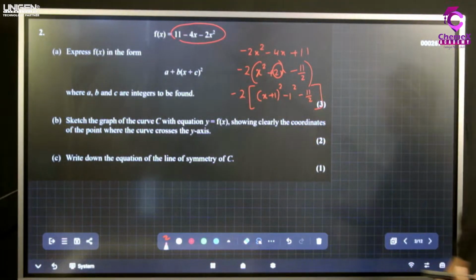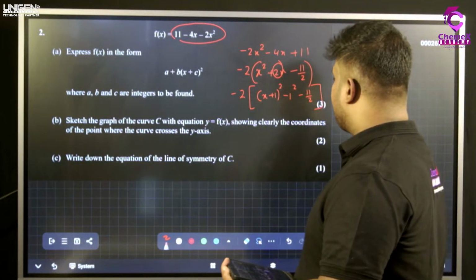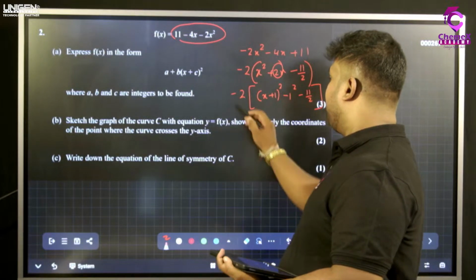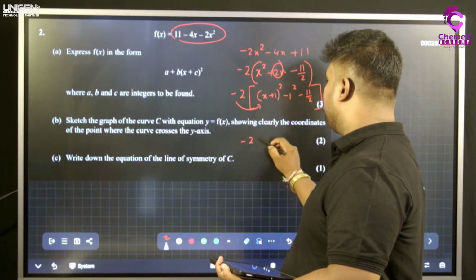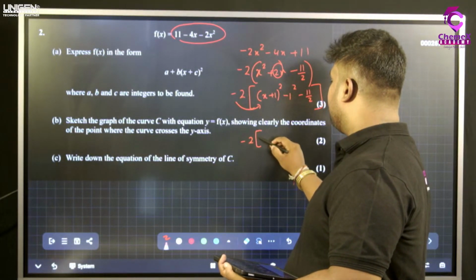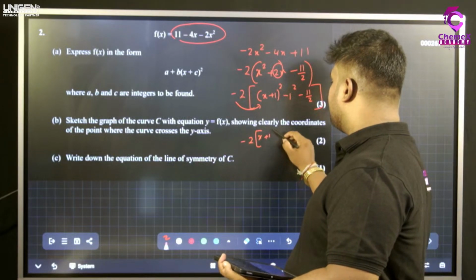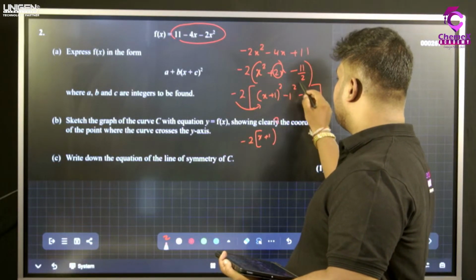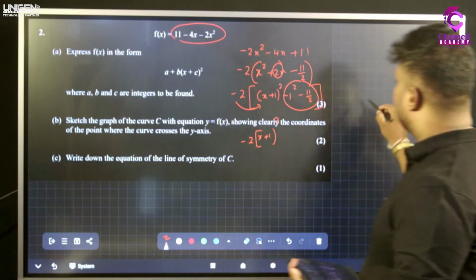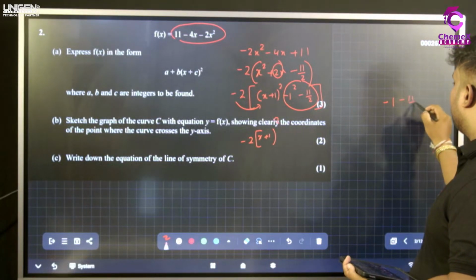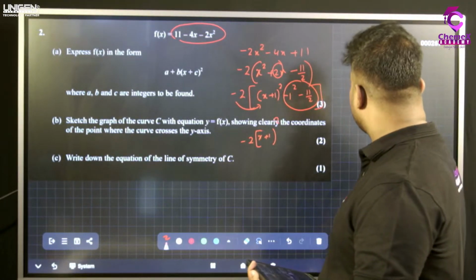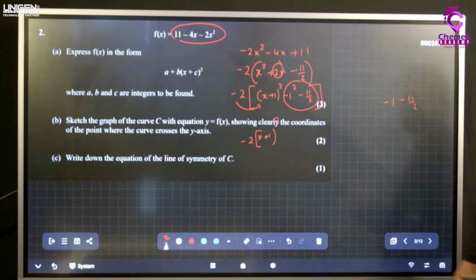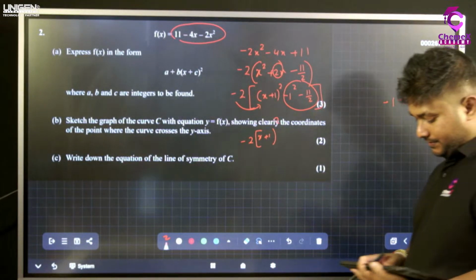Got it or not? Got it. Okay, now expand with the 2. So minus 2, x plus 1 squared, and this term is going to be what? What's minus 1, minus 11 over 2? What's it going to be? Minus 1 minus 11 over 2.